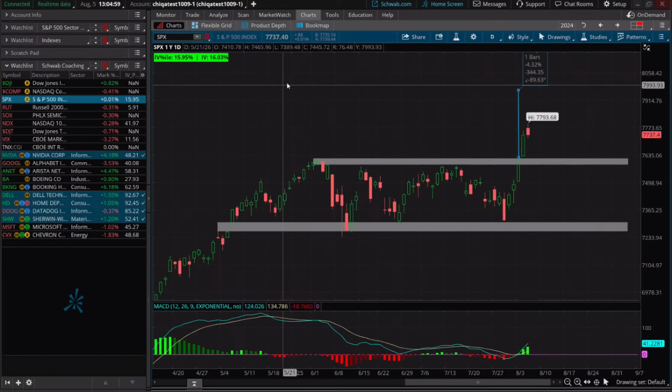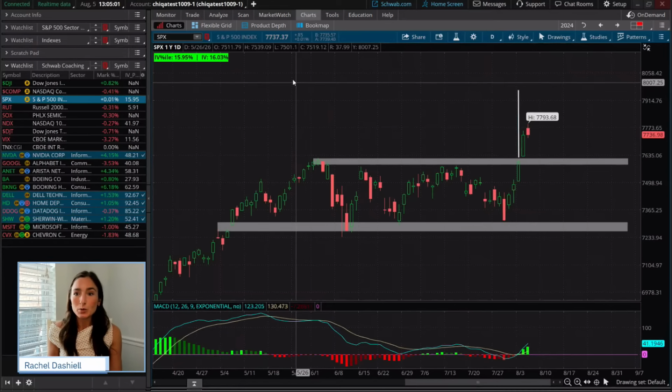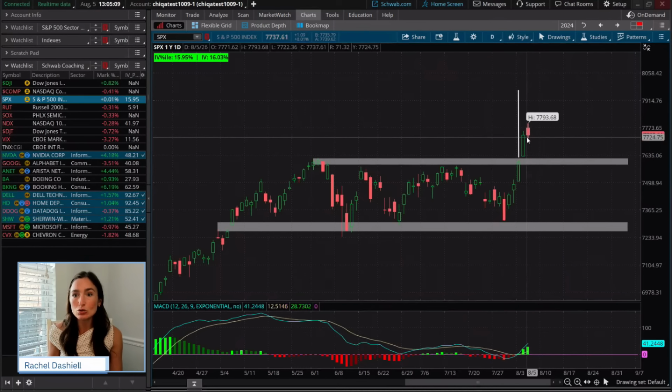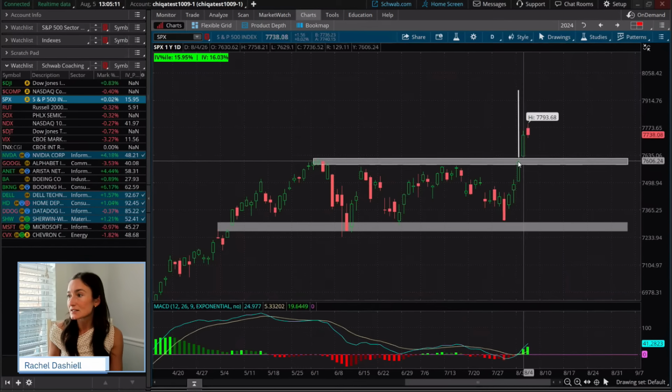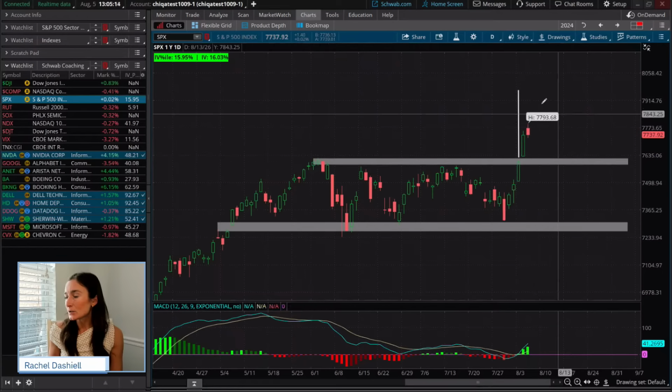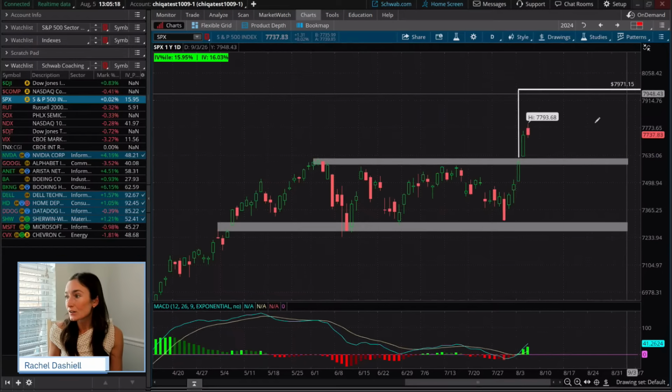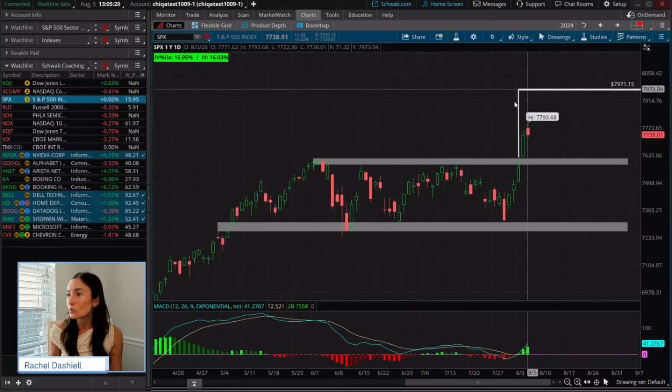Now remember, patterns are not guarantees, but they provide the structure and the guidelines for us to trade them. So since we saw that breakout, we're seeing it's about to be 2 closes above that resistance, now new support. That entire measured move from this range could take us up near 7971 or so.